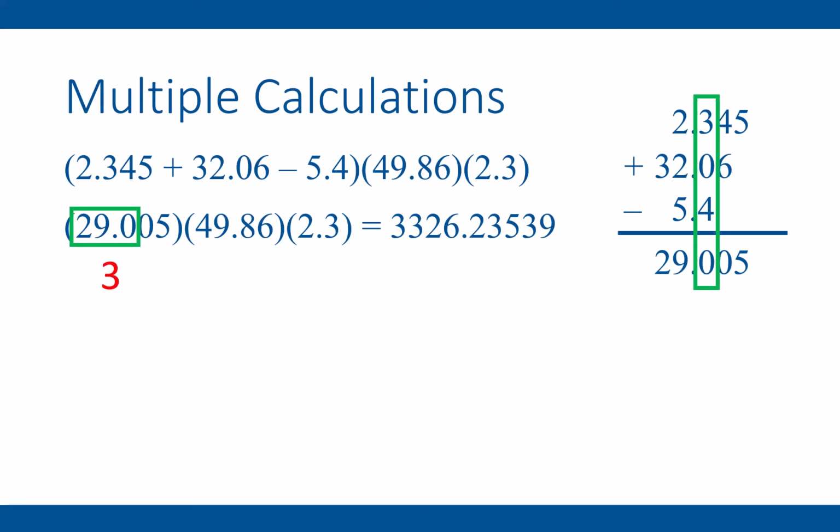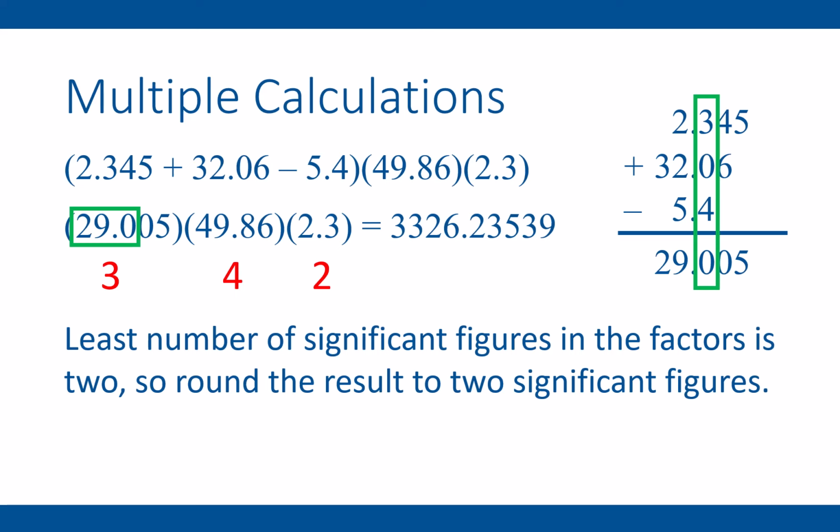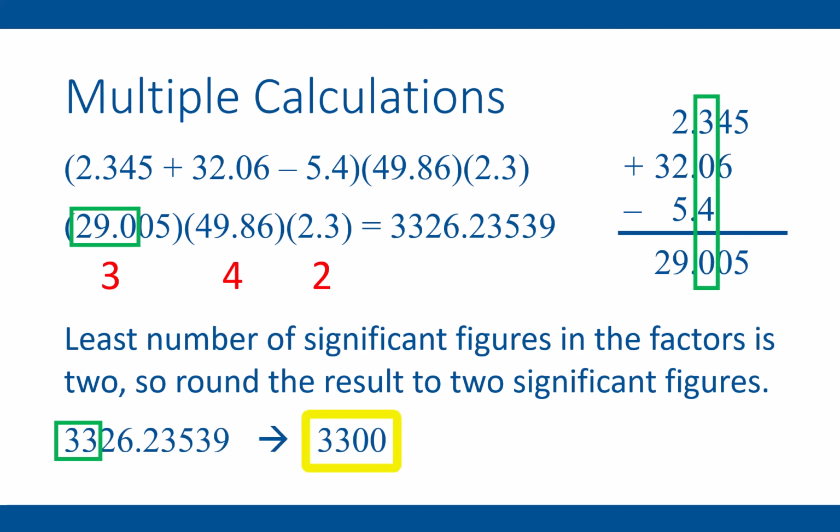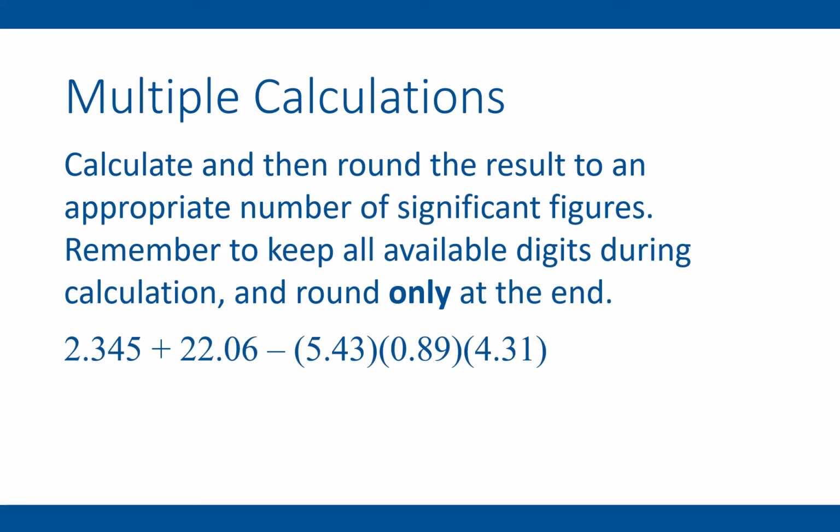We look at the other two factors in the multiplication. The first has 4 significant figures, and the second has 2. The smallest of these is 2, so we round our result to 2 significant figures. This gives a result of 3,300. Now you try one. Pause the video, perform the calculations and round the result, and then restart the video to see how you did.